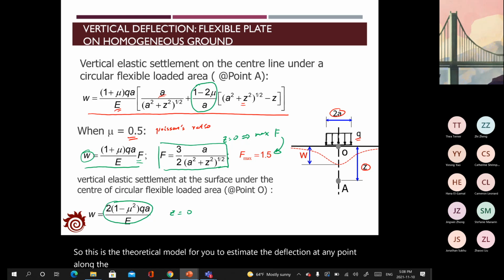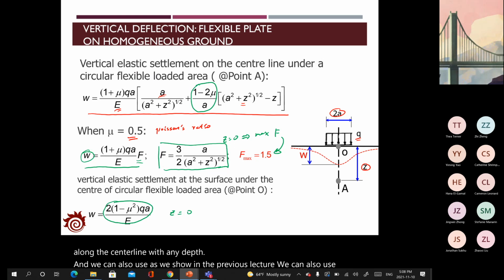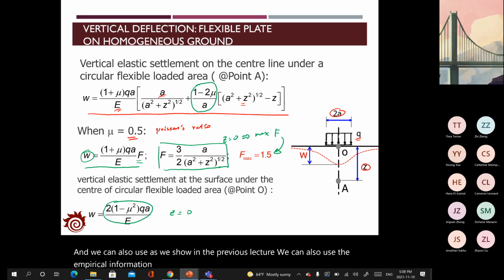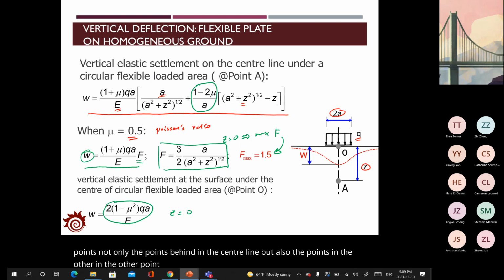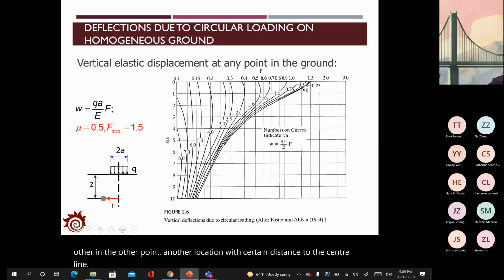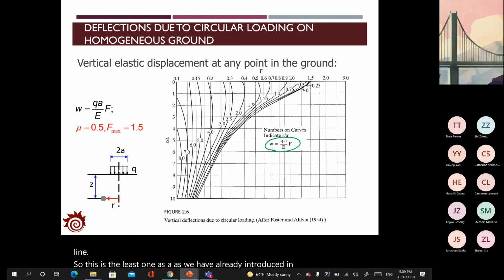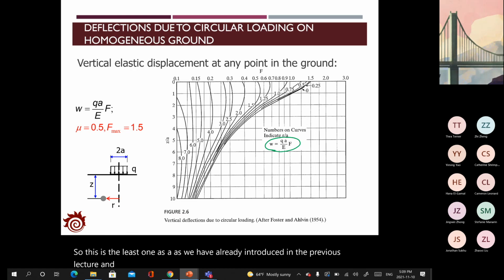And we can also use, as we showed in the previous lecture, the empirical information from the graph to find out the vertical deflection for any points, not only the points below the center line, but also the points in other locations with a certain distance to the center line. So this is the one we have already introduced in the previous lecture.